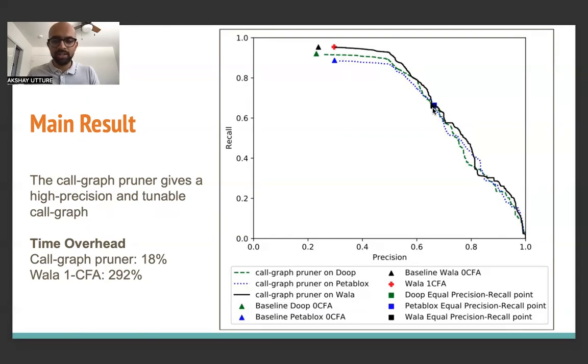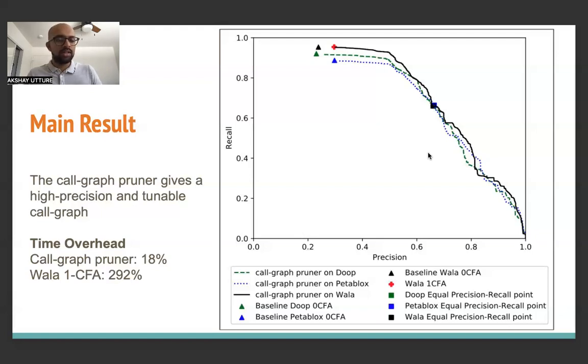One interesting point is the square, so we have the black, green, and blue square really close to one another. And that is at roughly 66% precision and recall. And that is the point where we balance the two requirements of precision and recall. And we also meet the user expectation on precision.